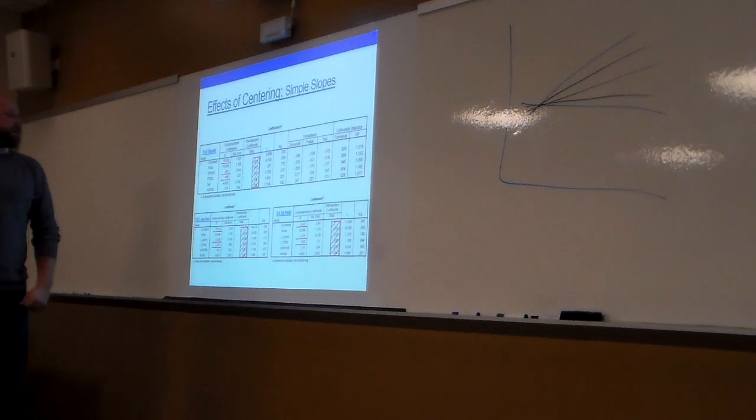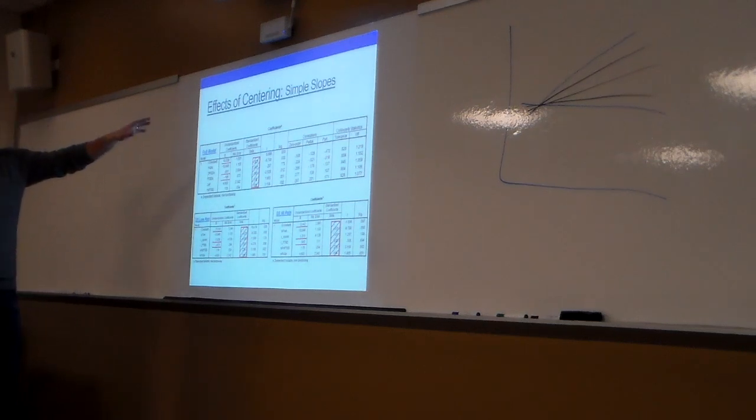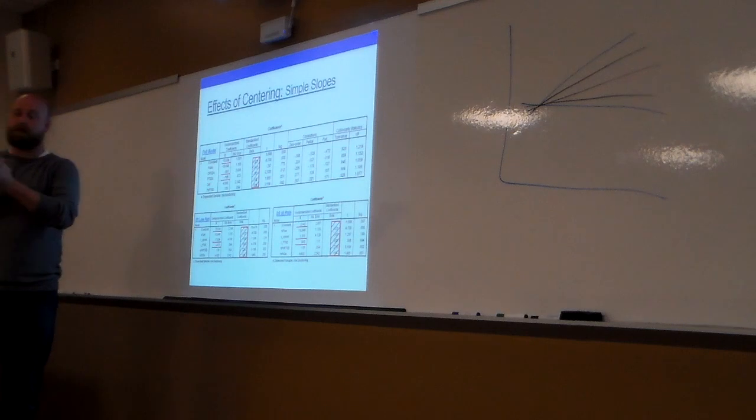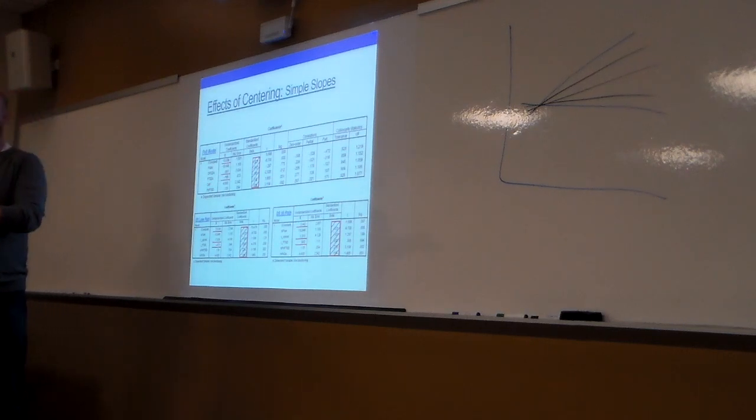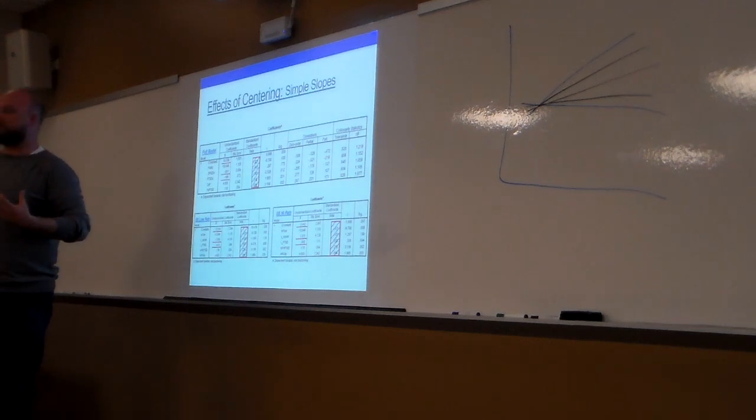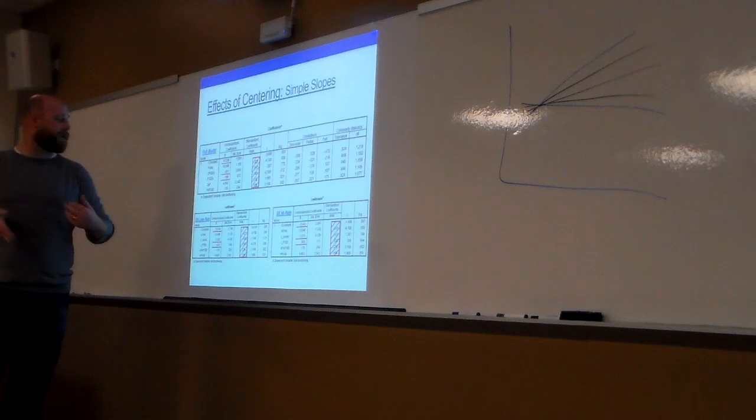And then in terms of our simple slopes, this isn't a centering issue. I need to change that. This is just for you as a double check. When you've run your overall model with your interaction terms, and then you run your simple slopes, if you've done it correctly, what should you see in terms of similarities and differences, right?